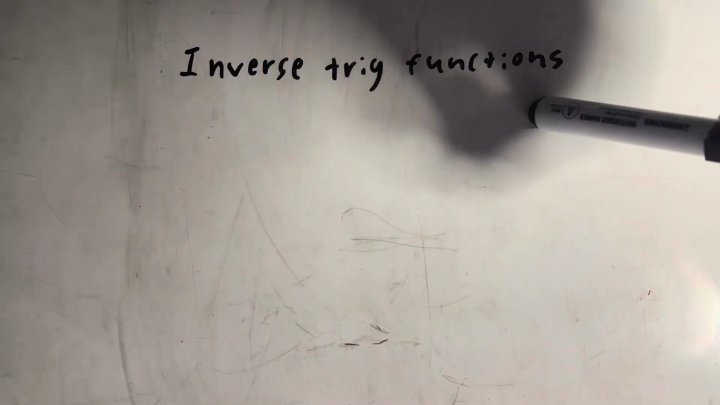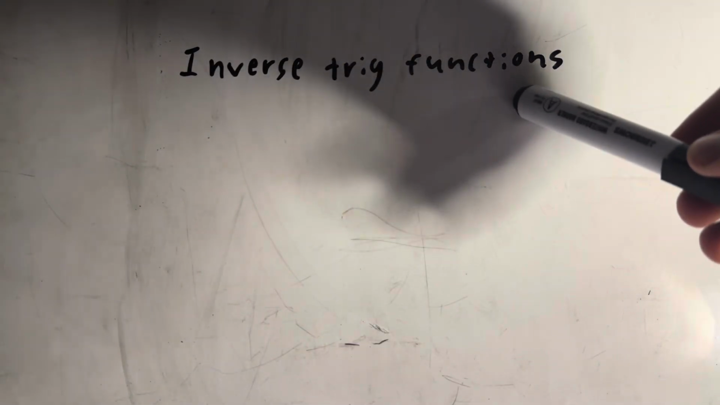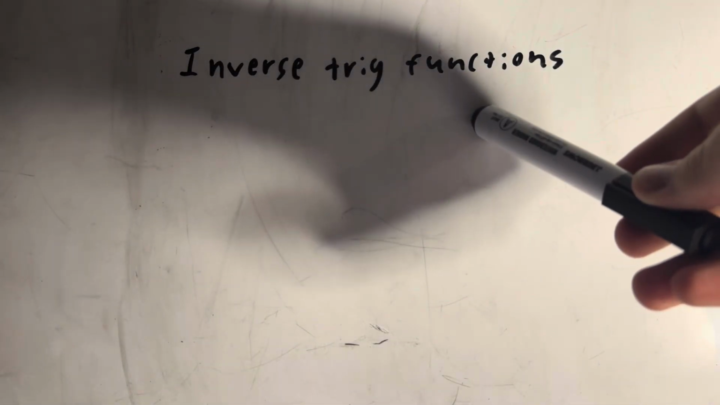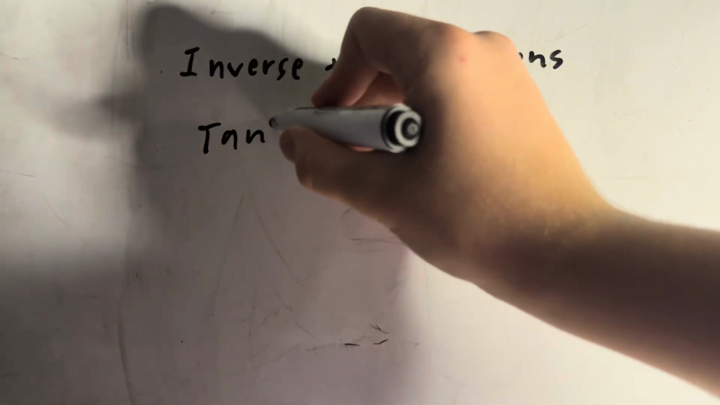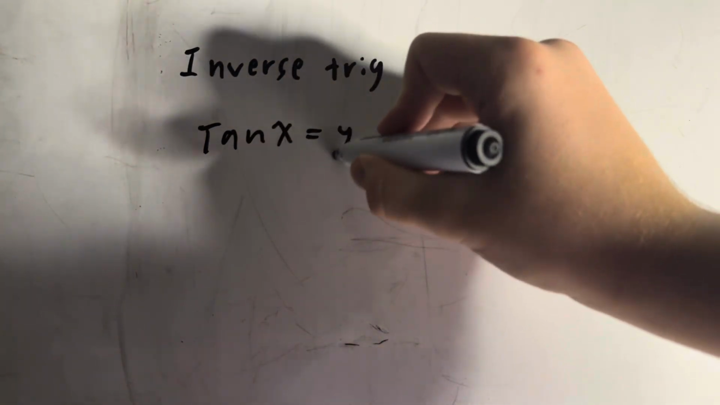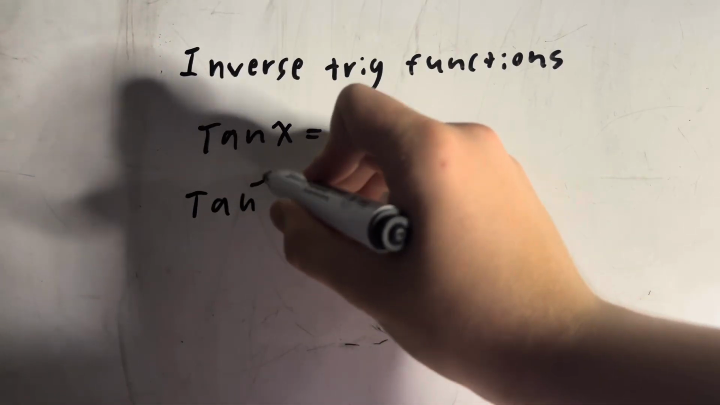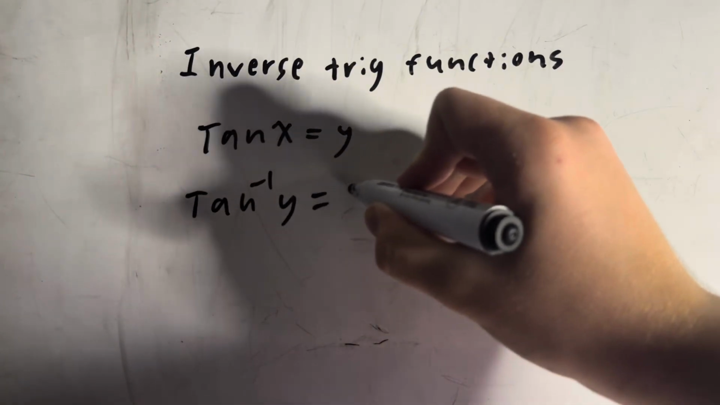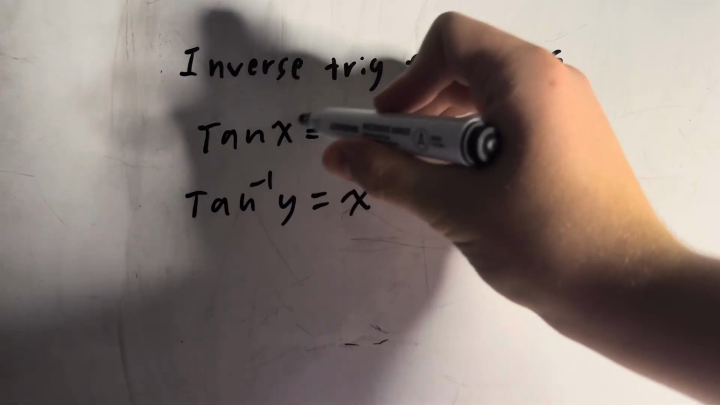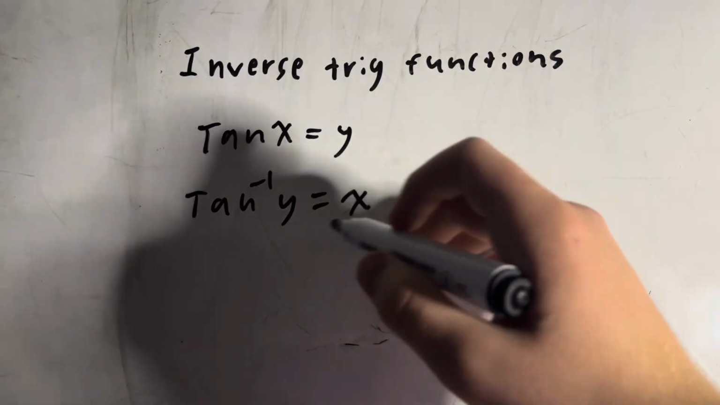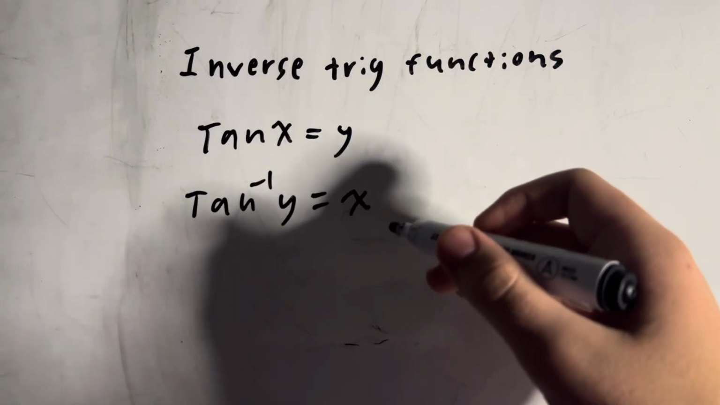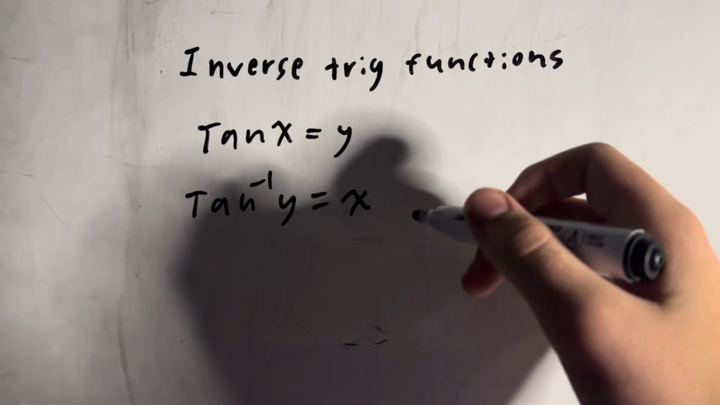Oh nice, we've moved on to inverse trigonometric functions. These are actually pretty simple. For example, tan of x is equal to y. Well, then we have the inverse, which we write like this, of y is equal to x. So we flip the x and y around to get different outputs. These functions are very useful for finding angles.